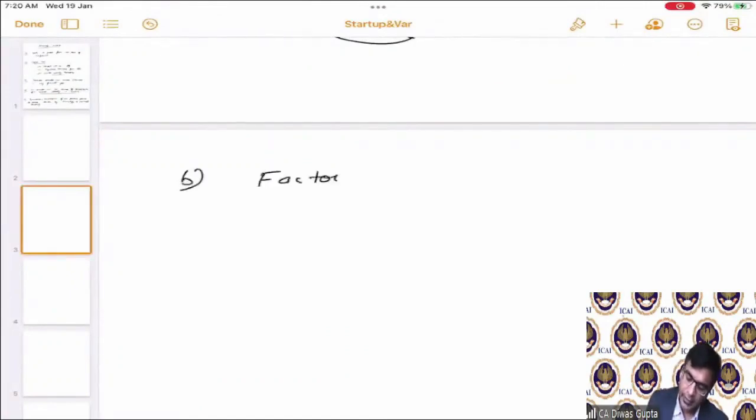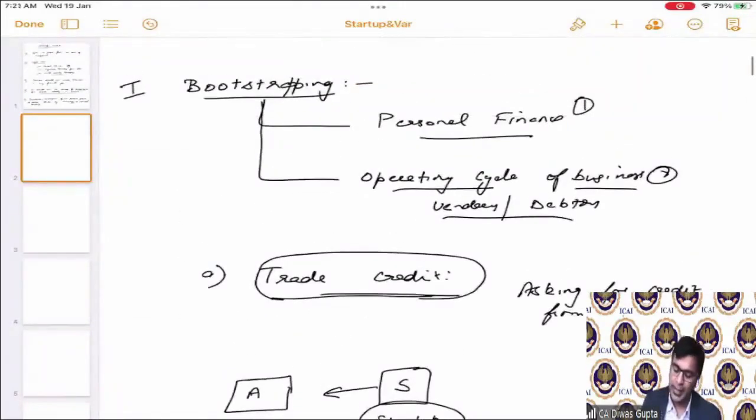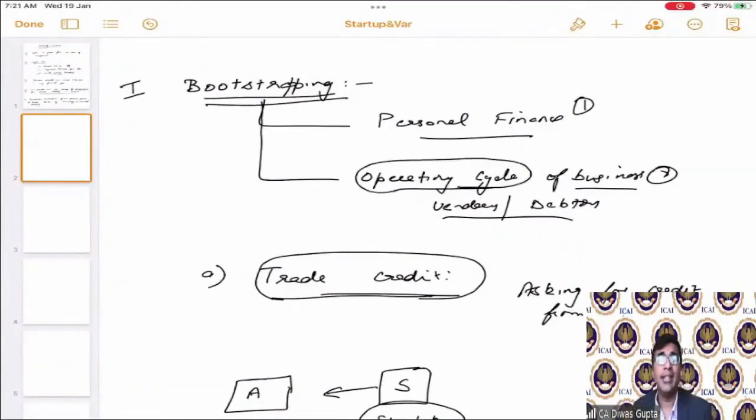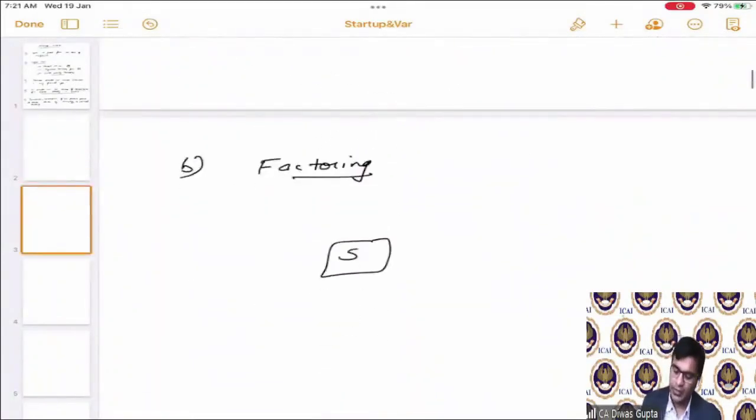The second part is factoring. I think all of you would know factoring because this is a very common term. What happens in factoring is, again there is a startup S, and now this has to do with a debtor. As I said, bootstrapping is arranging finance through the operating cycle itself. Operating cycle means the working capital cycle of the business, through vendors and debtors. Through vendors, we have done trade credit. Now comes debtors. So for factoring, let's say the startup has sold goods to a debtor called D.